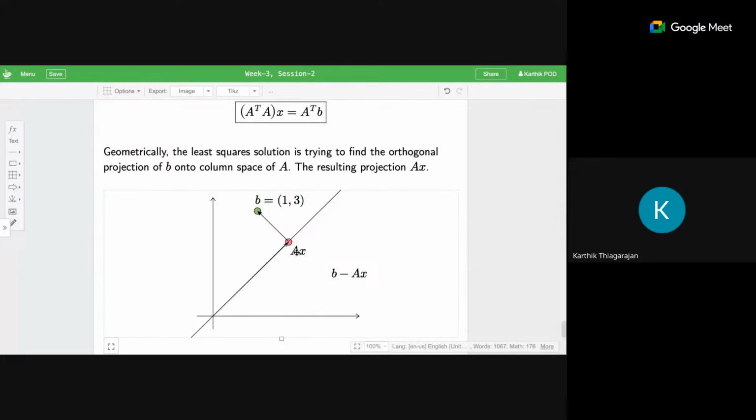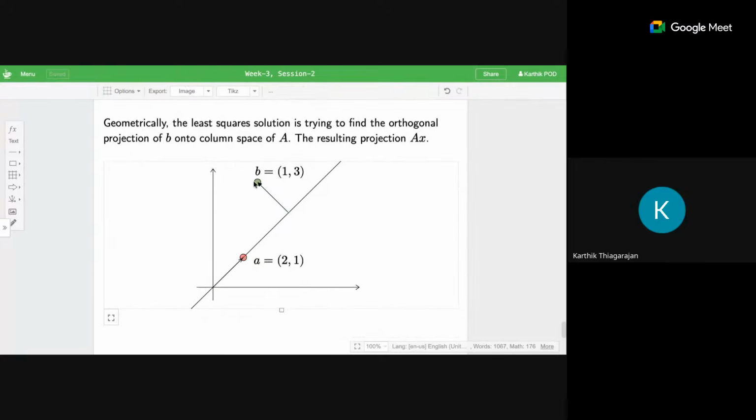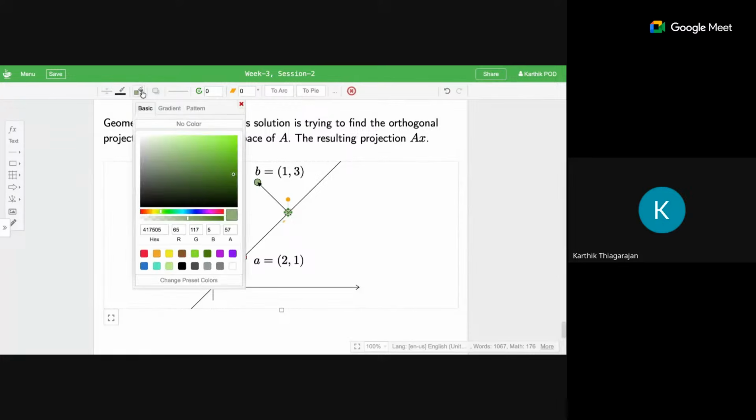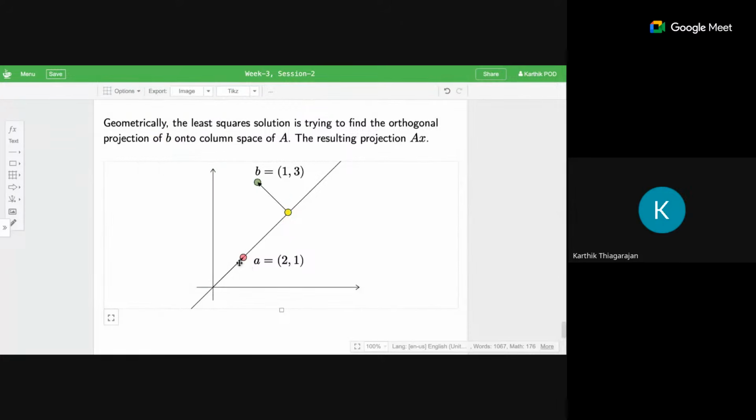Okay, so this is going to be what? I'm going to call this the vector that goes through this line A. And what is A going to be? Let's say 2, 1. Now, what is the projection of b onto A going to be? The foot of this perpendicular, right? Do you all agree that that's going to be the projection?